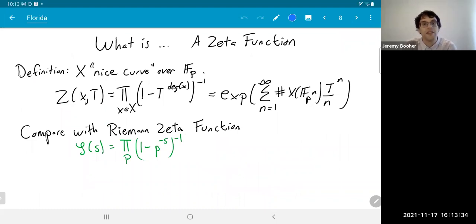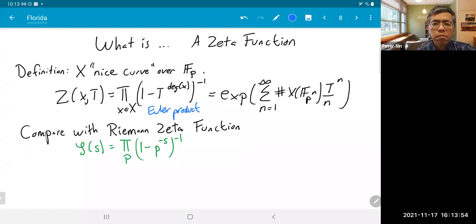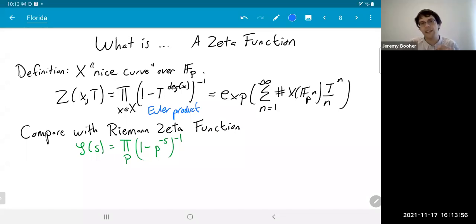So what is a zeta function? Well, if I have a nice curve over a finite field, I can define the zeta function in one of two ways. The first way is as an Euler product. This means I take a product over each of the points of the curve, and there's some contribution from that point. Exactly what it is is actually a little technical to define because it involves thinking about X as a scheme. So probably, if you don't know that, you should focus on the second one, which just involves point counting.